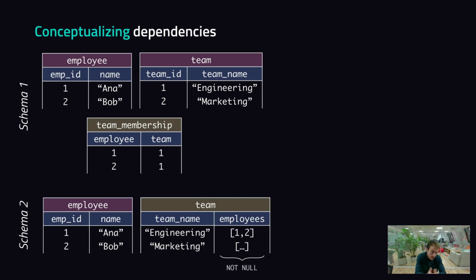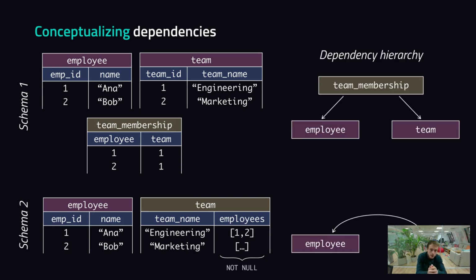If we require that each team has an employee, which I want to assume in that second example, then that changes the dependencies of concepts when compared to that first example. Let's draw the dependency hierarchies in both examples. In the first schema, we have these three tables: team membership, employee, and team. And we've already seen that when instantiating team memberships, there has to be an employee and a team that that employee is a member of. So these have to exist in order to instantiate team memberships.